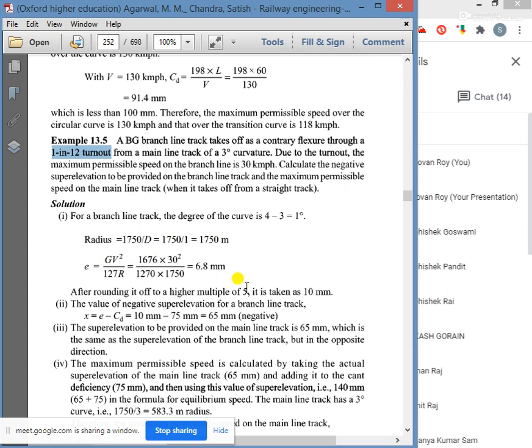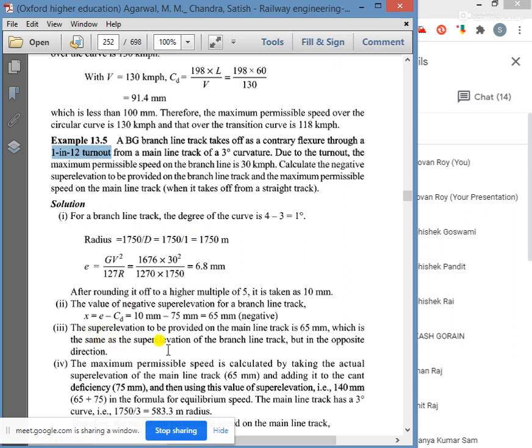But this is the actual super elevation of the branch line. The actual super elevation is not applicable for the condition where the branch line and main line are both on the same level, on the same turnout section. This super elevation we cannot provide on the branch line section.